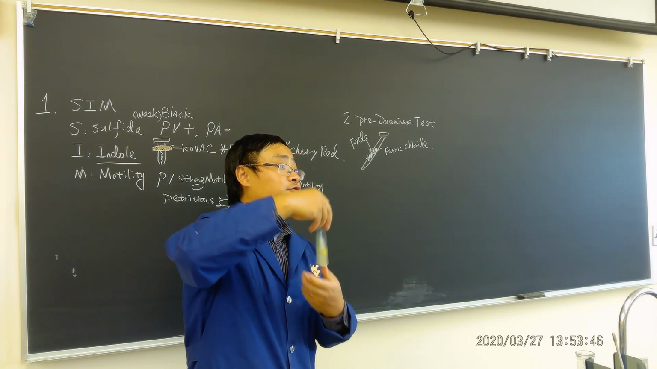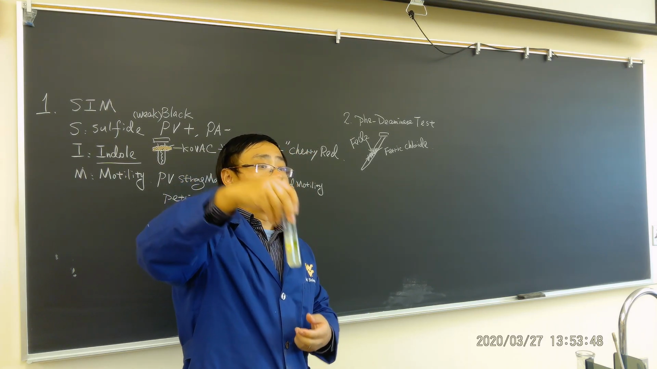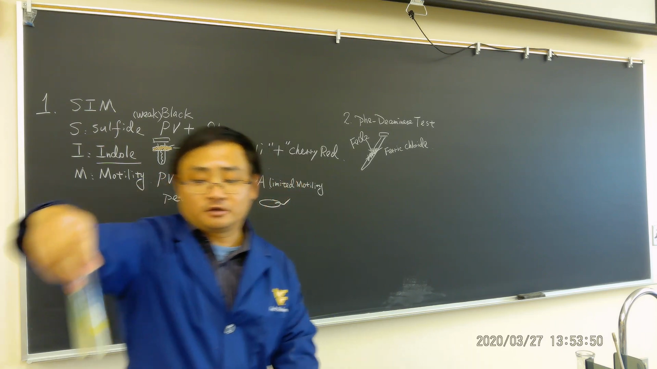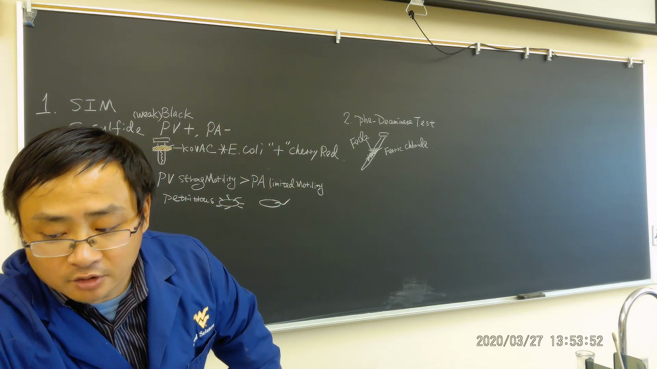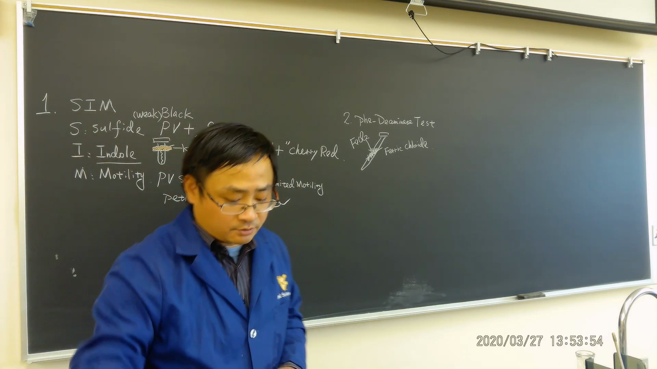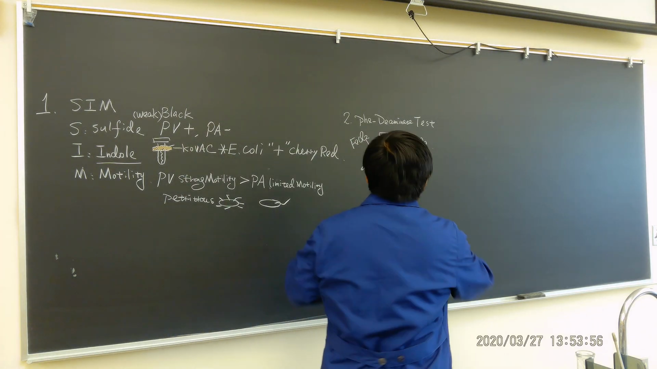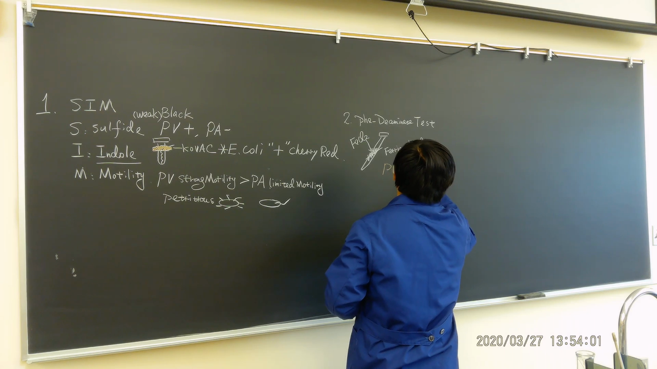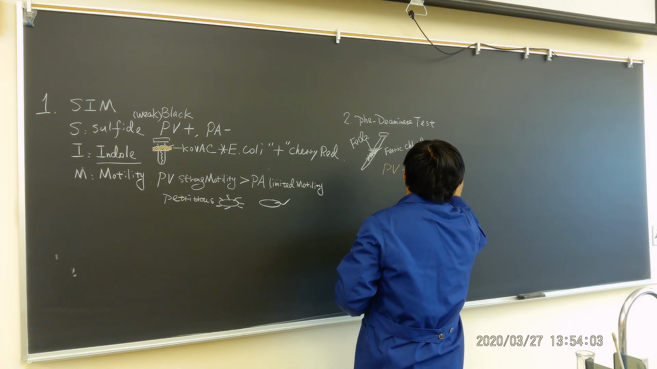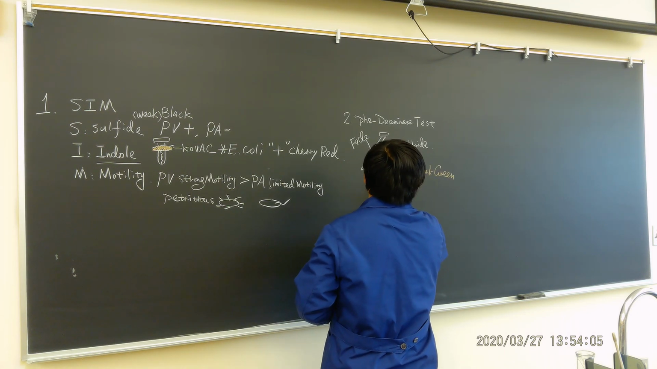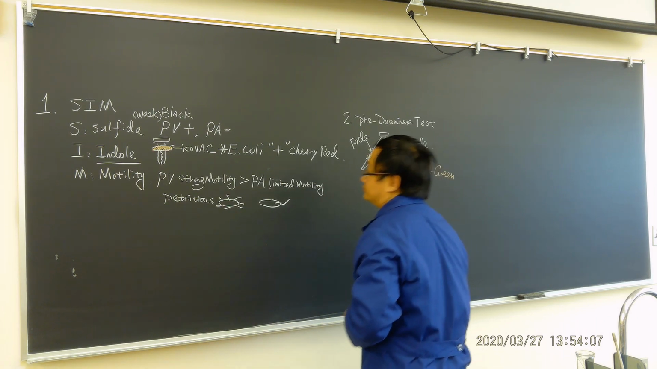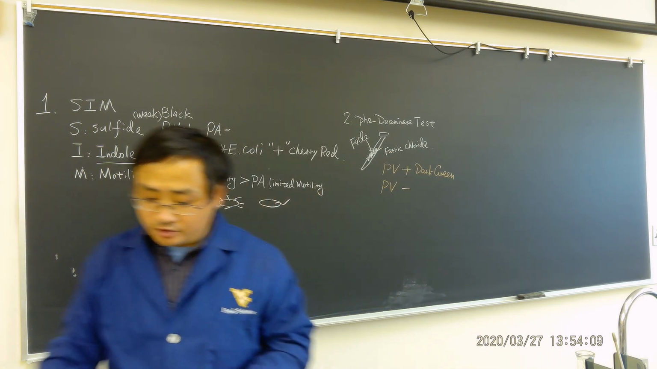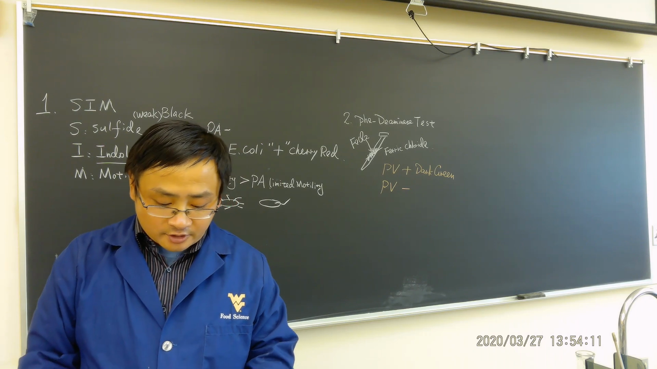I would actually love to keep these two. Is that okay? I want to take some pictures for the students who cannot come in here. So I'll keep these two. Here you can see Proteus vulgaris is positive because it's dark green, and Pseudomonas aeruginosa is negative. Okay, so this is the second test.